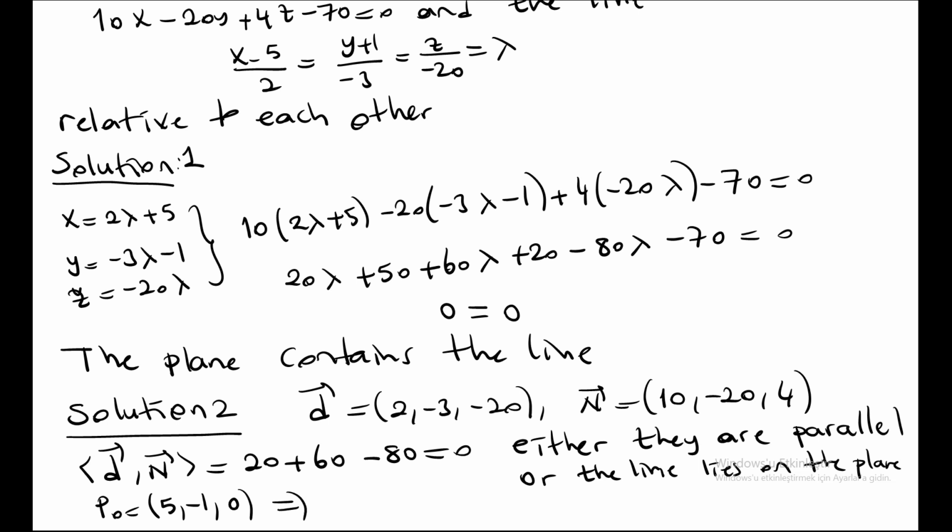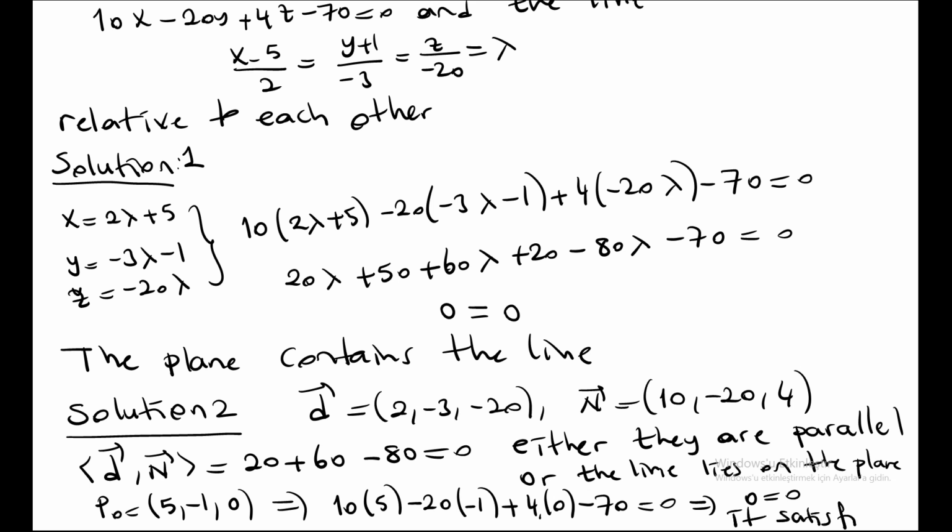If you put this one into the plane, 10 times 5, minus 20 times negative 1, plus 4 times 0, minus 70. So you see here 50 plus 20, 70, so 0 equals 0. So it satisfies. Because D and N are perpendicular to each other and the point satisfies the equation of the plane, it means the plane contains the line, or the line lies on this plane.